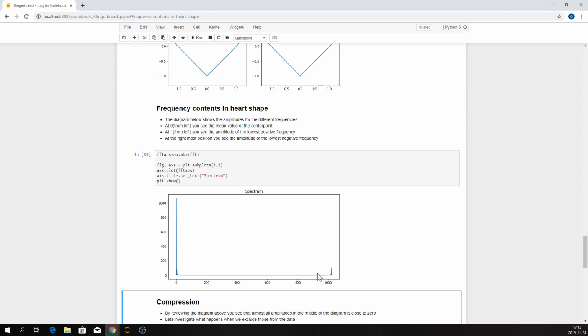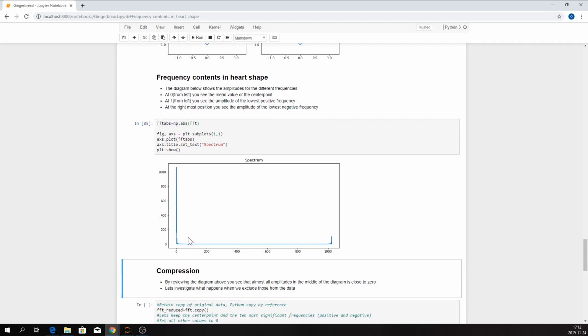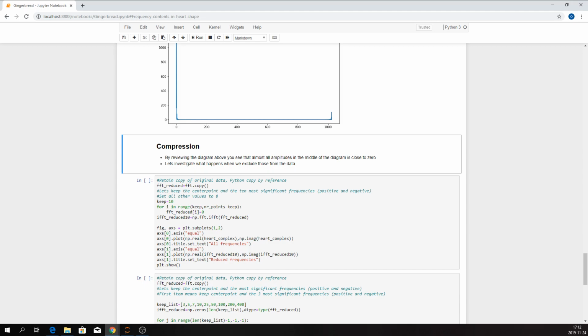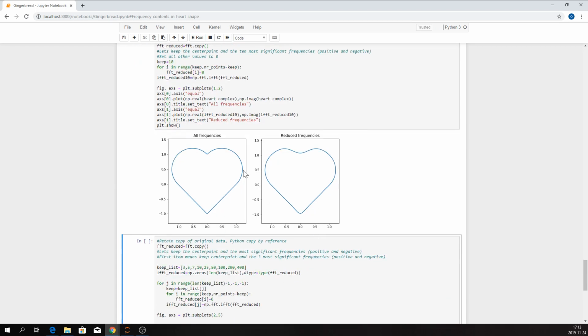And that of course makes you think that you can apply some compression to this. So if these frequencies are not really useful to show the shape, why don't we try to exclude them, see if we can still see the shape with excluding them. So I took the code here and I zeroed out almost all but 10 from start and 10 from bottom frequencies, and let's see what that gives us. Here you can see the heart with all frequencies, very sharp here and here, and with reduced frequencies, more rounded at these points.